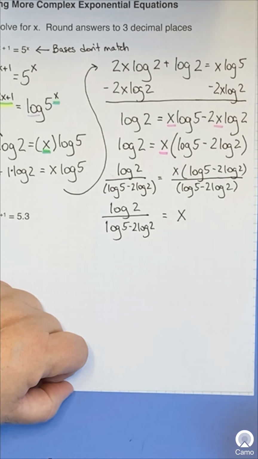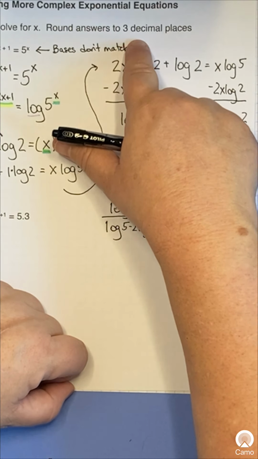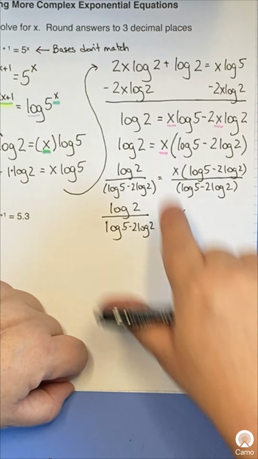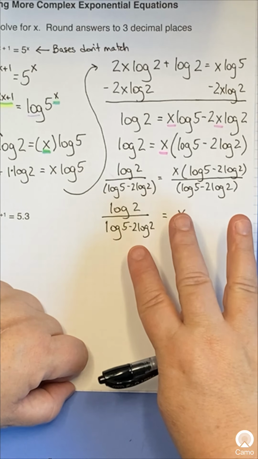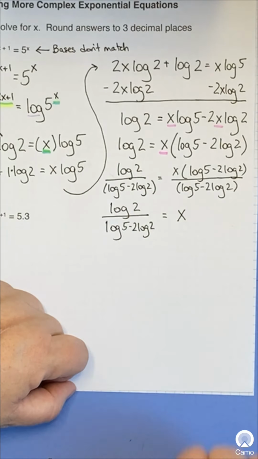So now what? Do we have x all by itself? Yes. Do we have a mess on the left? Yes. Can we be done now? No. See how it says round answers to 3 decimal places? This is the actual answer. So if I wanted an exact answer, you're done. But I didn't want an exact answer.